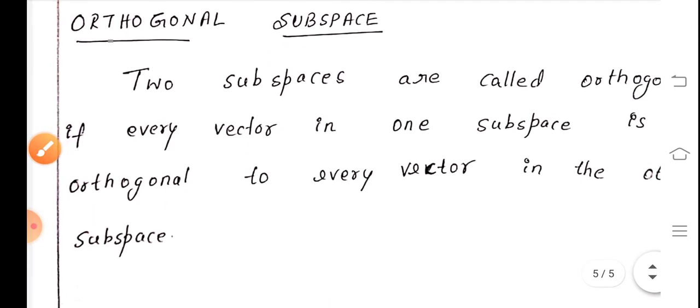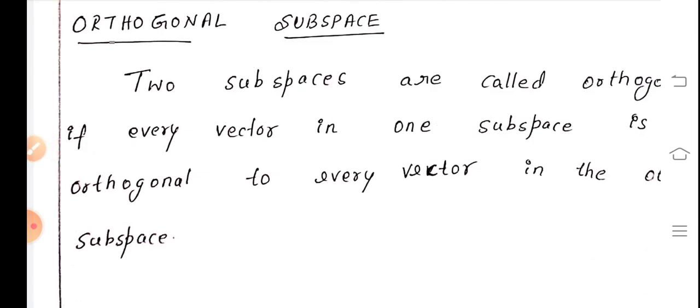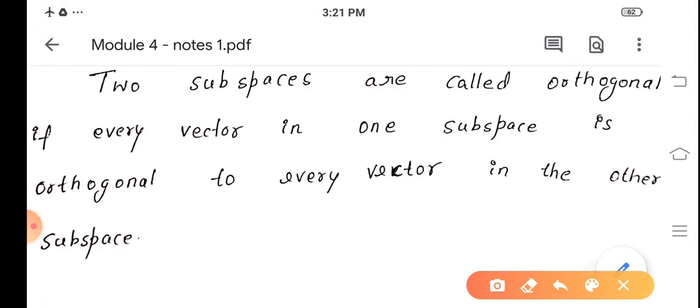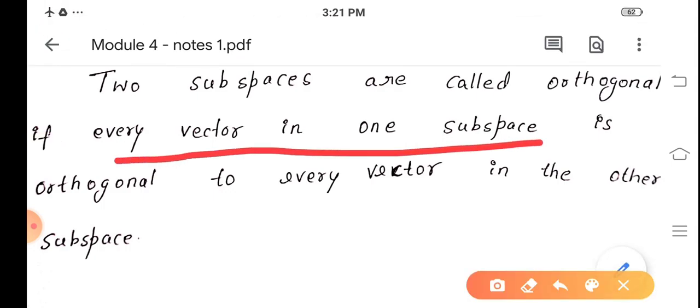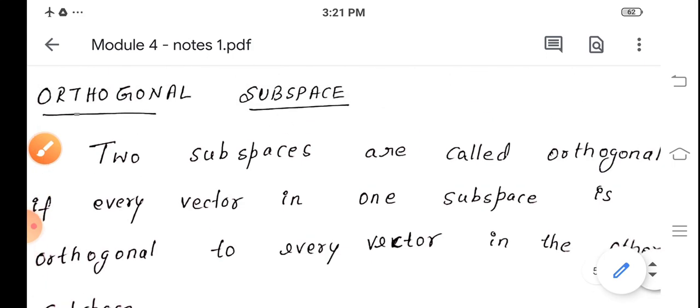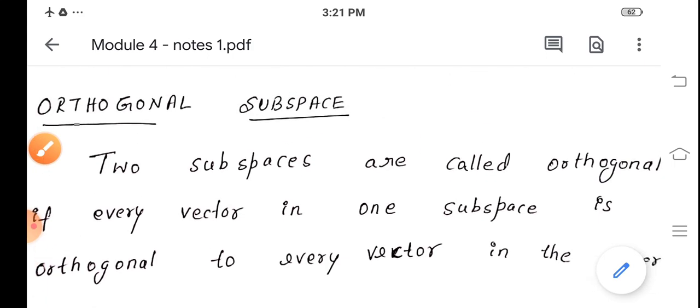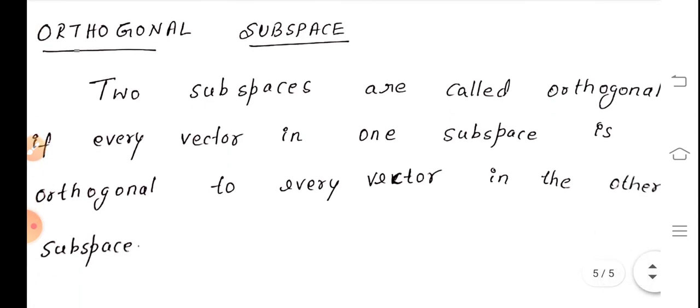Okay, now let us see the definition of orthogonal subspaces. Two subspaces are called orthogonal if every vector in one subspace is orthogonal to every vector in the other subspace. So we say that two subspaces are orthogonal if every vector in one subspace is orthogonal to every vector in the other subspace.